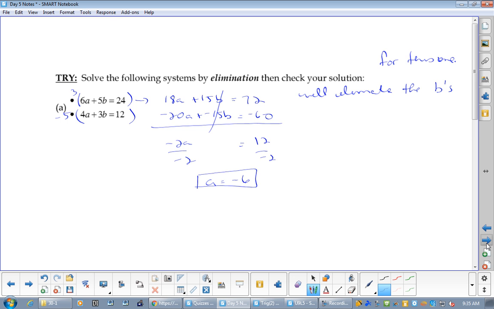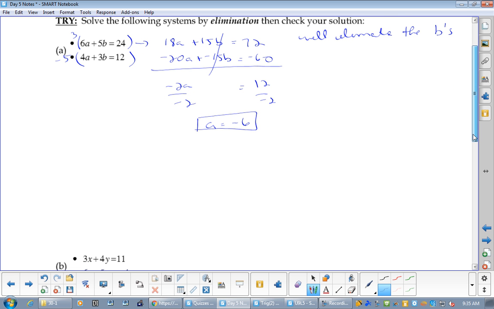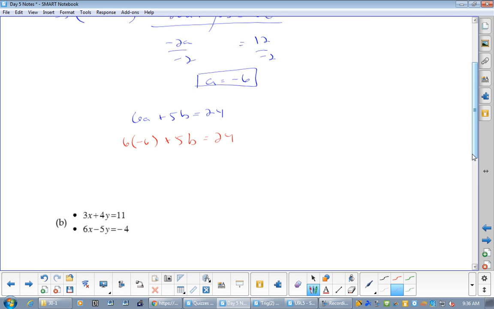Okay, pick either equation, doesn't matter. I'm going to pick 6a plus 5b equals 24. So 6 times negative 6, please substitute with brackets or just write a little note to yourself that I substituted without brackets, so this will probably be wrong. So this will be negative 36 plus 5b equals 24. It's wrong.